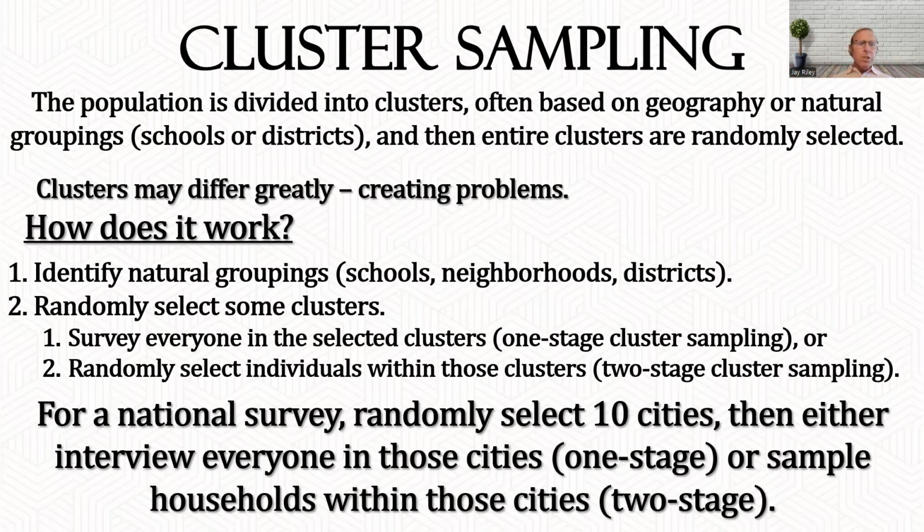So suppose for a national survey, you randomly select 10 cities. What you're going to do then is interview everyone in those cities. That would be one stage. That would be very difficult. Or you are going to sample households within those cities. That would be two-stage sampling.